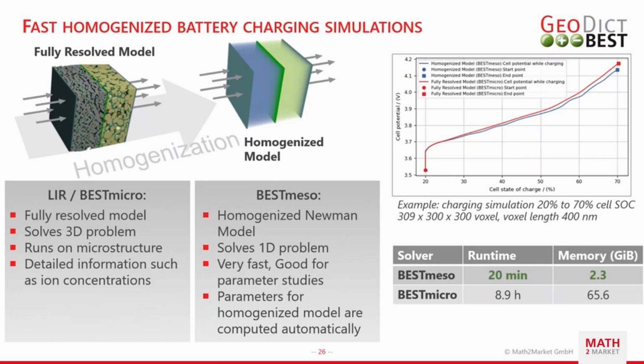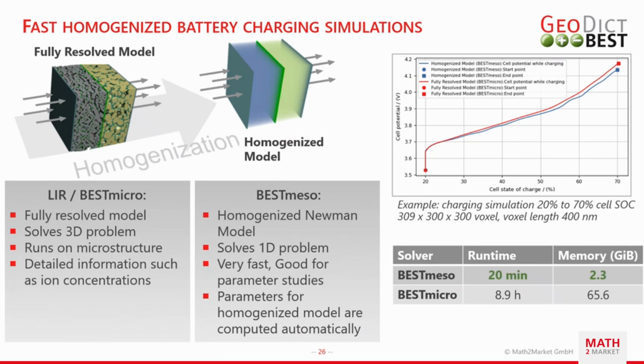And you get all the details on the three-dimensional structure. But the problem is that this is quite a high computation effort. So, for example, when you look at this example structure and you do the charging from 3.5 volt until 4.1 volt, this took around 9 hours with the BestMicro solver and needed about 65 gigabyte of memory.